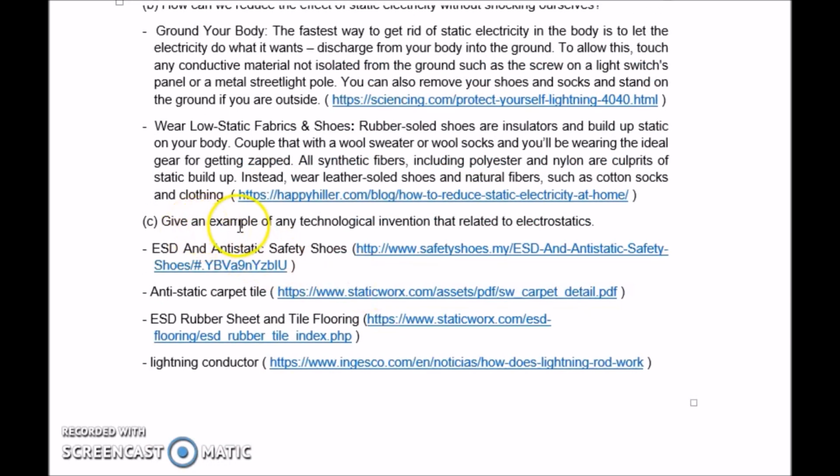For question C, give an example of any technological invention that is related to electrostatic. So to prevent electrostatic, maybe we can use ESD or anti-static safety shoes. Second, anti-static carpet tile, or ESD rubber sheet and tile flooring, or we use lightning conductor. So ada macam-macam lagi sebenarnya, but these are the examples, and to explain the examples, then you can refer to this link. Okay, ataupun you can find from the other links on the internet.